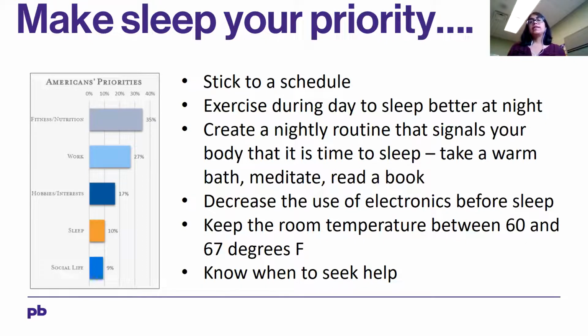To be able to get a good sleep, what we need to do is stick to a schedule, exercise during the day so that you can sleep better at night, create a nightly routine, decrease the use of electronics before sleep, and keep the room at a temperature between 60 to 67 so that you are nice and cool. And importantly, know when to seek help. If you are not able to sleep properly, it's a good idea to get help to fix that.